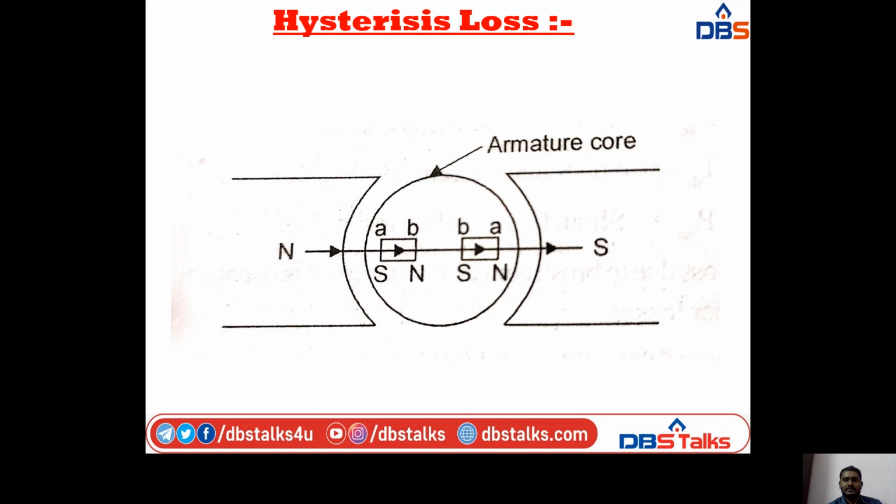Next, coming to hysteresis losses. In hysteresis loss also we have two poles, one north pole and one south pole. In between these two poles we have one armature core. In the armature core, between north and south pole, we have one small piece of iron. It consists of two sides, A and B, and while rotating, it moves to the south pole and north pole frequently. This operation I will discuss.